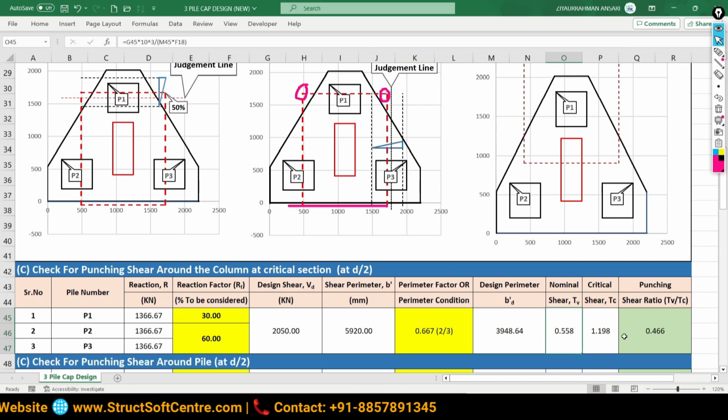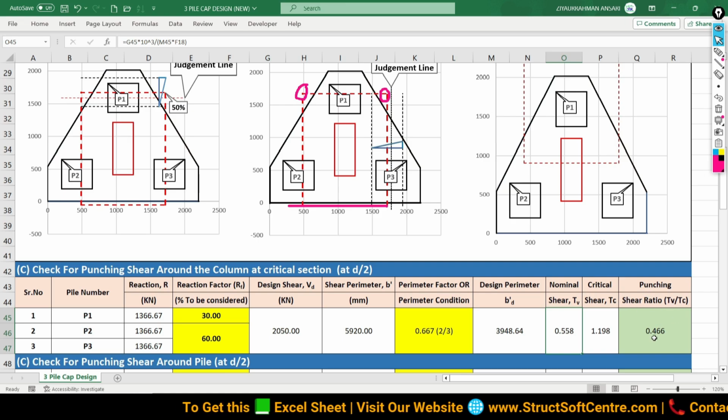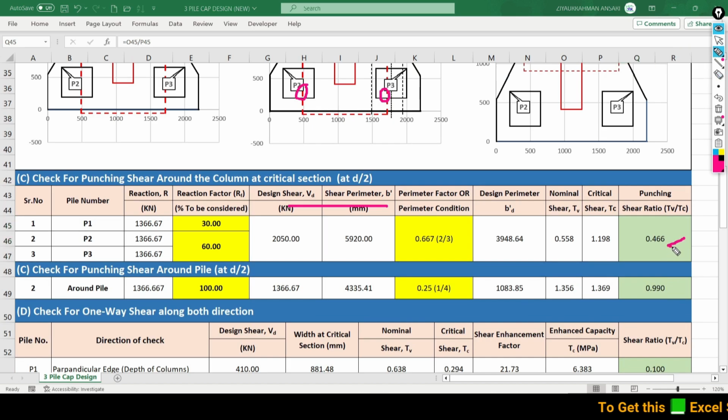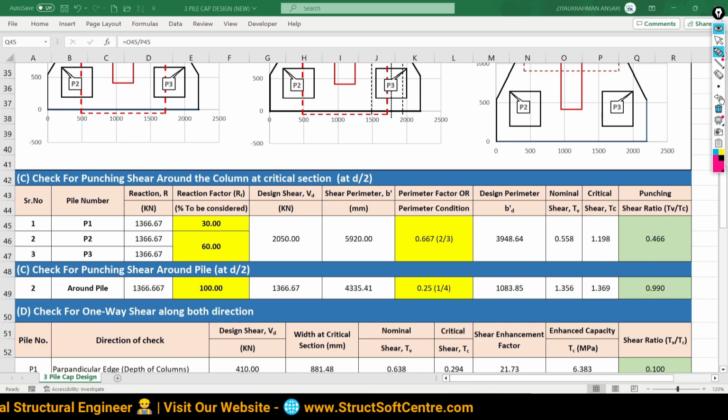Okay. So after this, the sheet is going to do the punching check by calculating the punching shear ratio tau v by tau c. So we are getting the final value as 0.466. It is actually less than 1. Hence the sheet is representing it by the green cell, meaning safe. If you are getting this value more than 1, you will get the red cell, and it is the sign of failure.